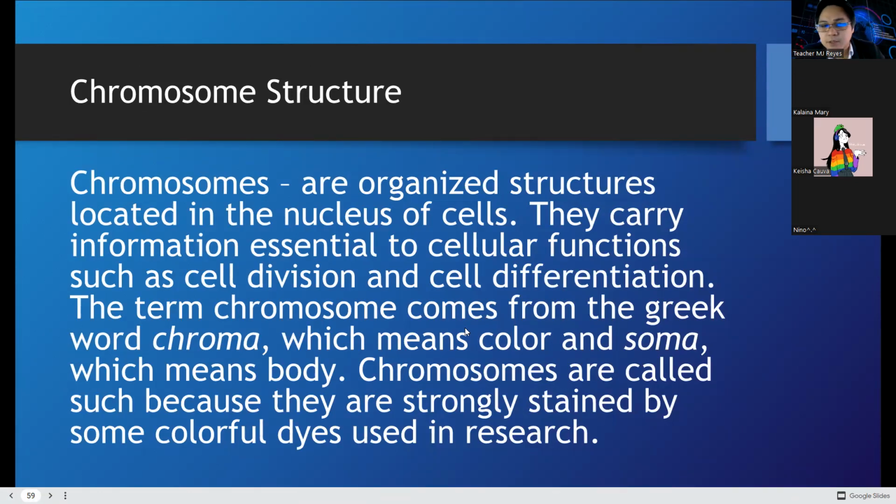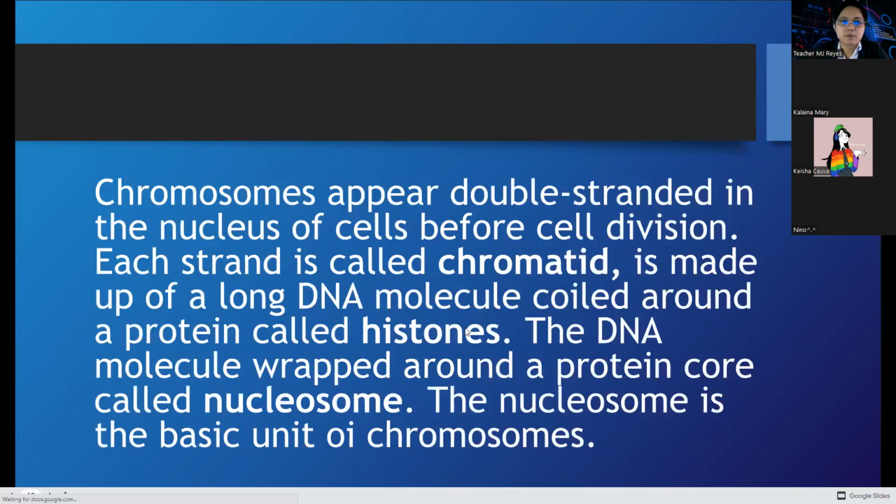The term chromosome comes from the word chroma, which means color, and soma, which means body. Chromosomes are called such because they are strongly stained by some colorful dyes used in research. We cannot actually see the chromosome if it is not dyed or stained. It needs to be stained, and of course, with a powerful microscope. They are highly transparent. That's the reason behind it.